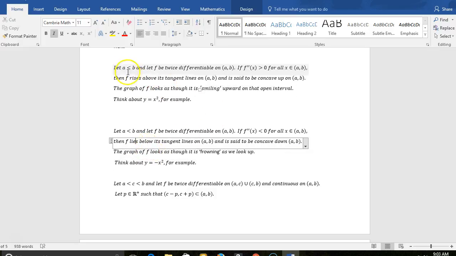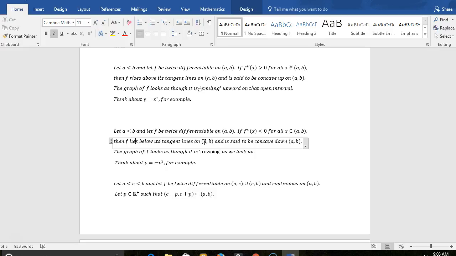But just on the open interval. You rise above your tangent lines just on that open interval AB. If I didn't say that a minute ago, I should have. And down here, you lie below your tangent lines just on the open interval AB. Again, we need to be in the context of an open interval AB, lest there be any mistake.